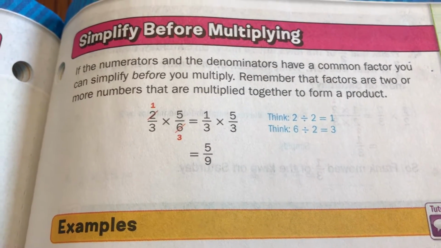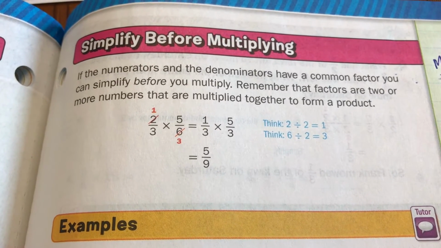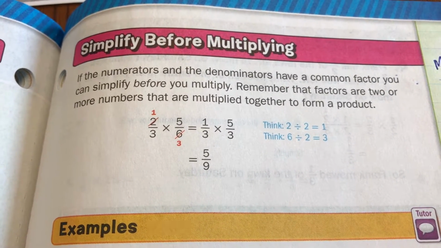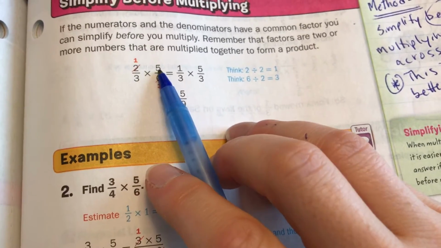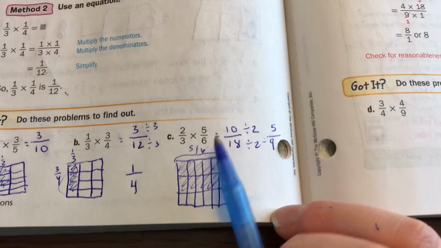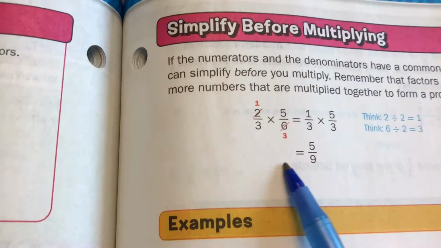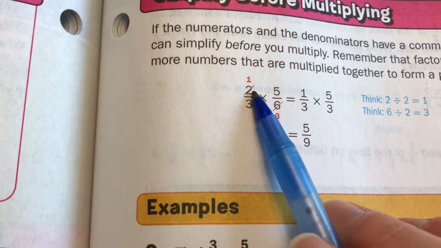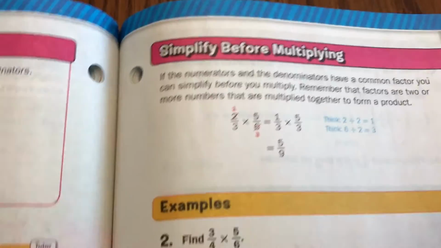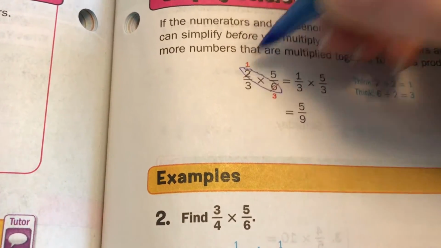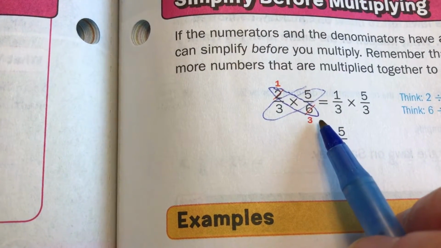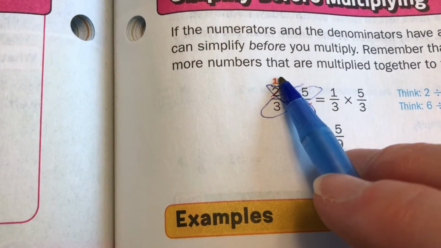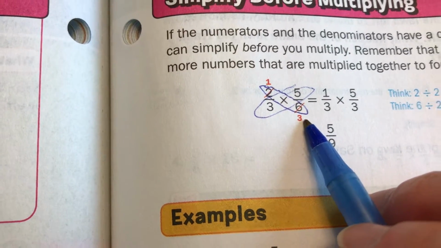Now, again, the reason why this method's easier is because you're simplifying with smaller numbers if you simplify before you multiply. So in 2/3 times 5/6, which is the one that we did right down here, so our answer should be 5/9. What happens is and you need to look across this way and this way. So 2 and 6 both could be divided by 2. 2 divided by 2 is 1. 6 divided by 2 is 3.